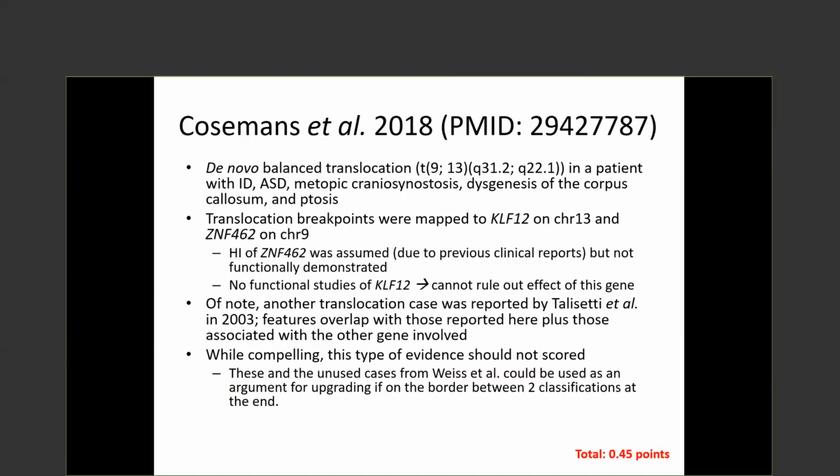do any functional studies to demonstrate this. And they also didn't do any functional studies to rule out the effect of KLF12. So really, we can't rule out the effect of this gene. So while compelling, this type of evidence would not be used for the dosage evaluation. We would certainly note it just to make sure people knew that this was out there, but it wouldn't count towards the final score.